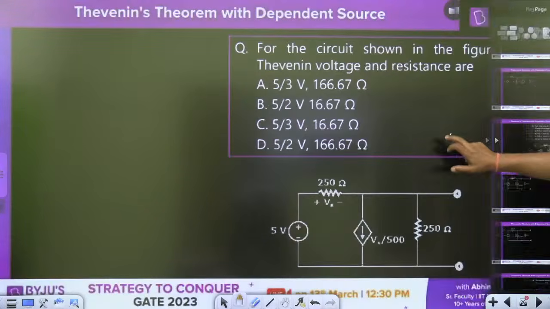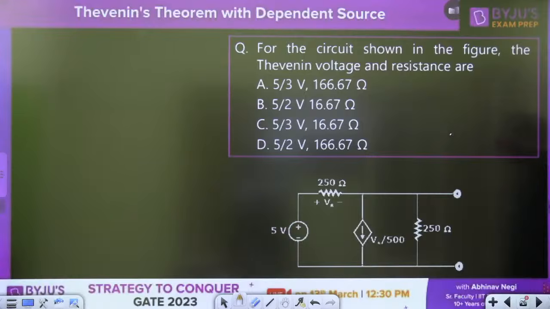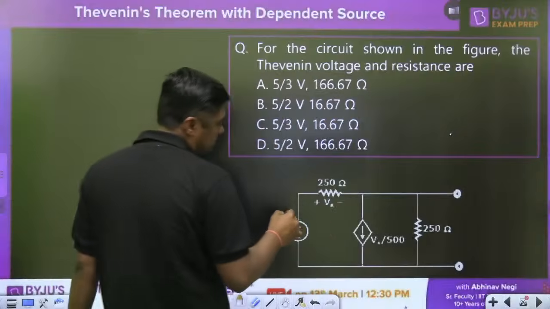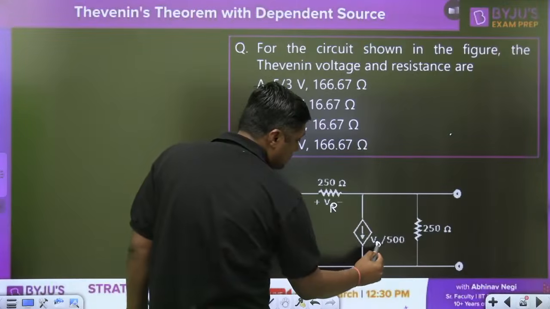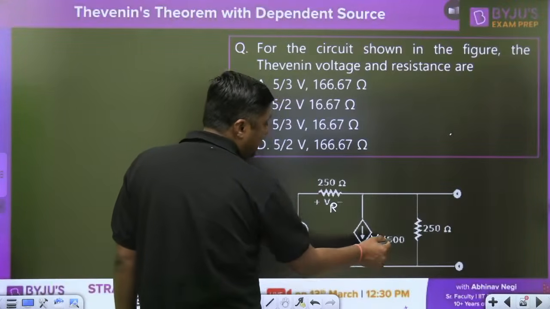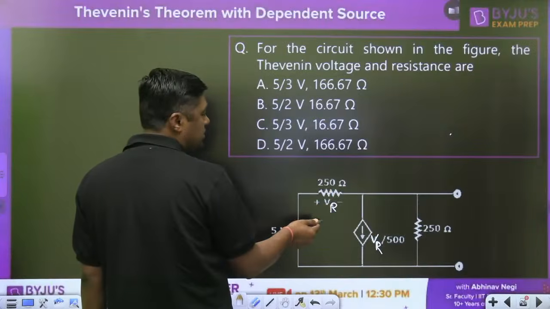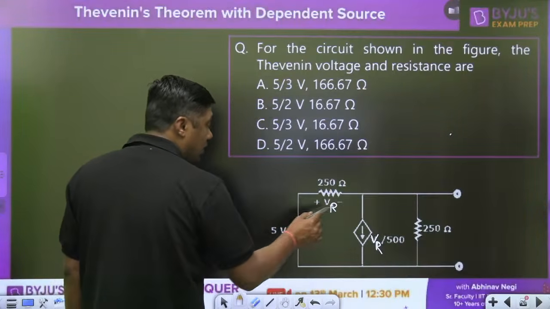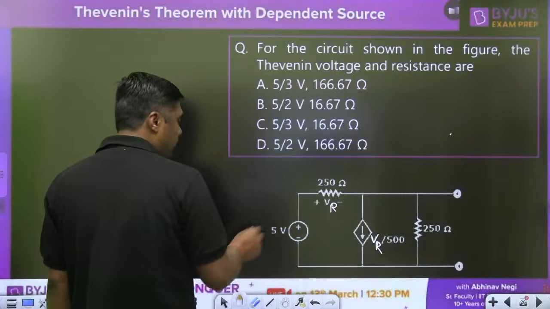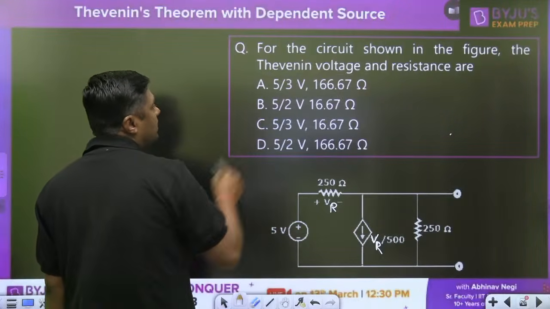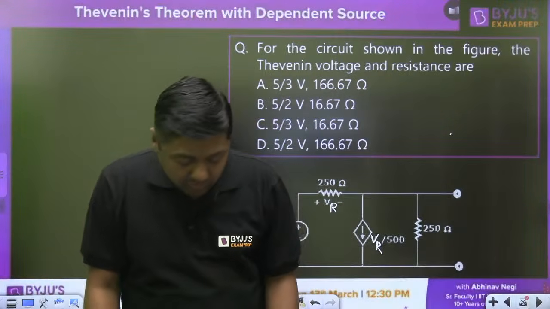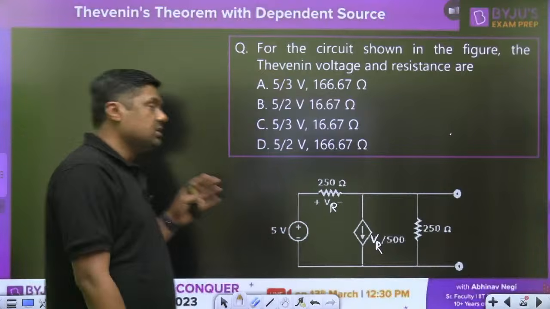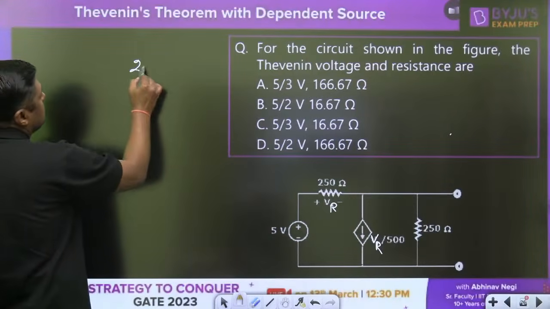And this is the second one. For the circuit shown in the figure, find the Thevenin's voltage and resistance. Again a dependent source, like this is the Vx, or VR we can say. This is the VR, and this is VR divided by 500. These are 250 ohm, 250 ohm. This is a voltage controlled current source, with a 5 volt battery. Find the Thevenin's voltage and resistance. Take care of time management. You can't take 20 or 30 minutes. Simply try to solve within 2 to 3 minutes, maximum 2 to 3 minutes.